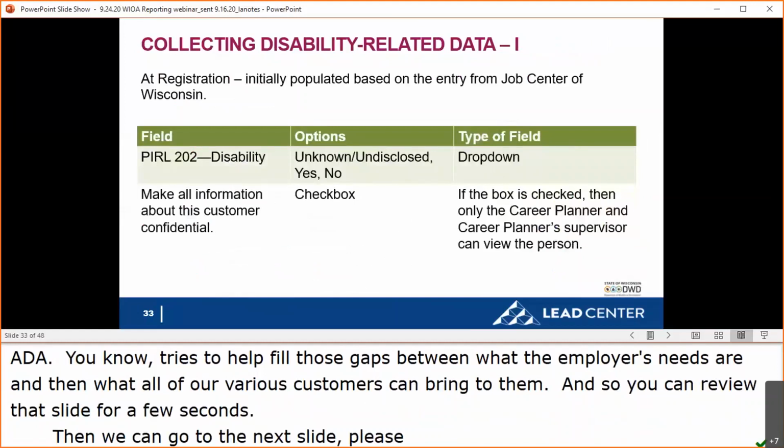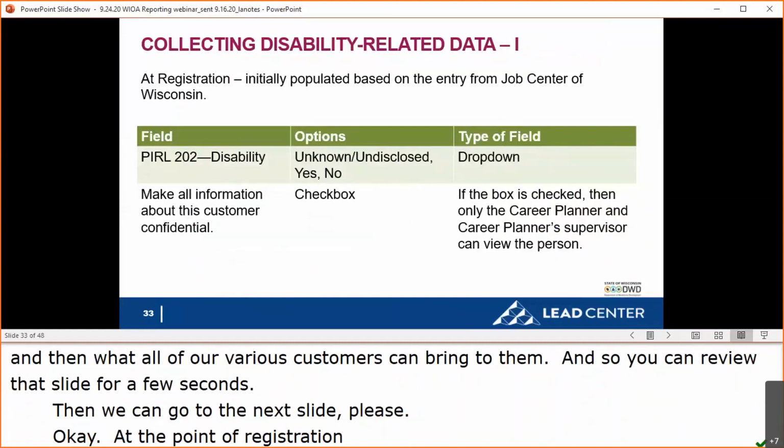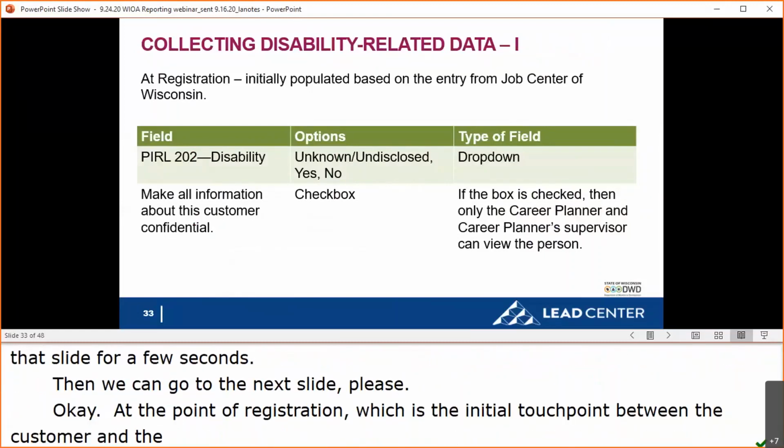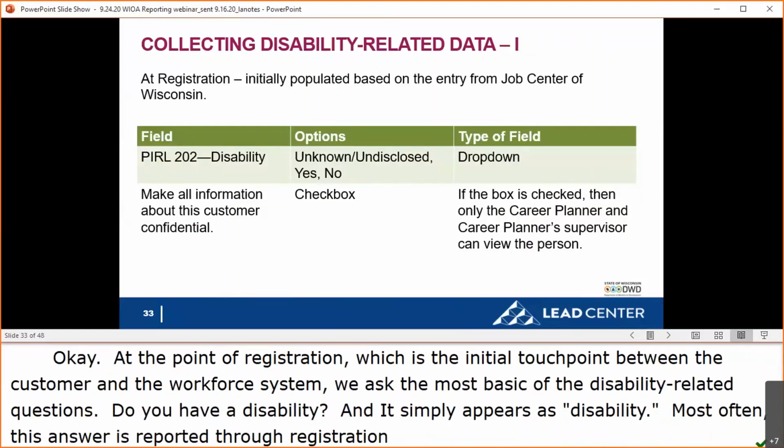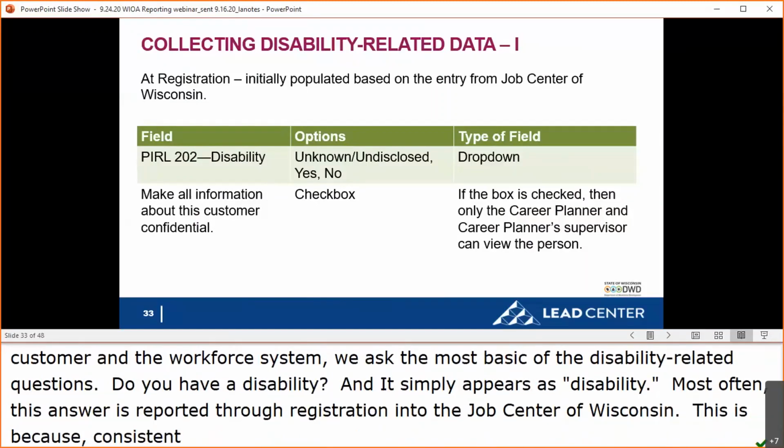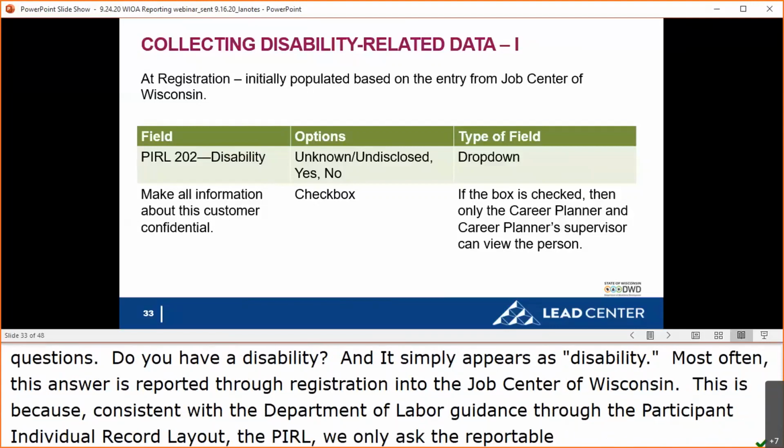Okay, at the point of registration, which is the initial touch point between the customer and the workforce system, we ask the most basic of the disability related questions: Do you have a disability? And it simply appears as disability. Most often, this answer is reported through registration into the Job Center of Wisconsin. This is because, consistent with the Department of Labor guidance through the Participant Individual Record Layout, the PIRL, we only ask the reportable individuals whether they have a disability or not.